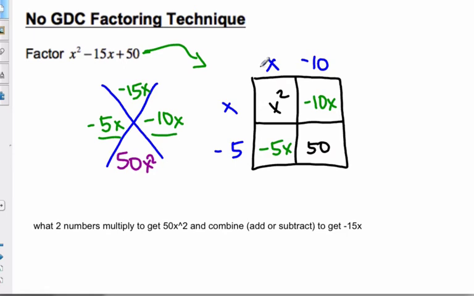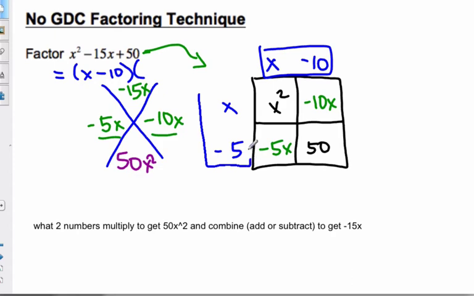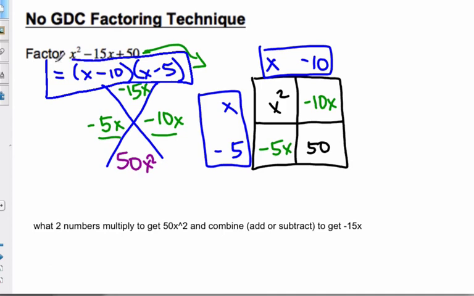And so then, going backwards from my box, I can put it in factored form. I get x minus 10 from here times x minus 5 from here. This length of side times this length of side gets the entire area. And so this is my factor, or it's been factored.